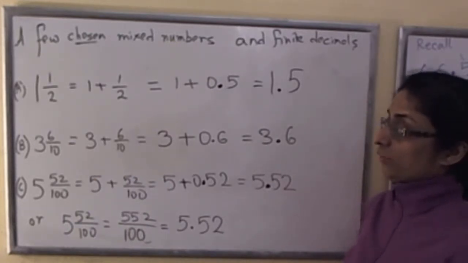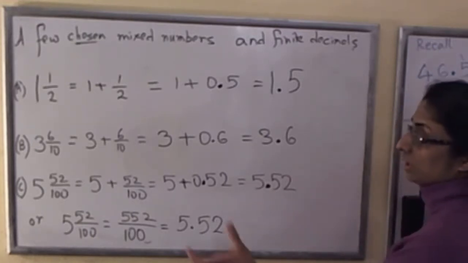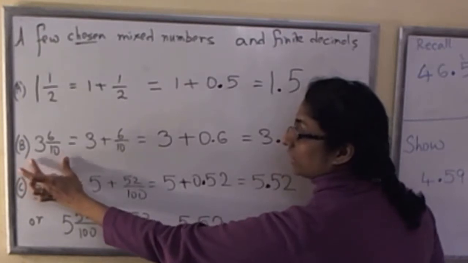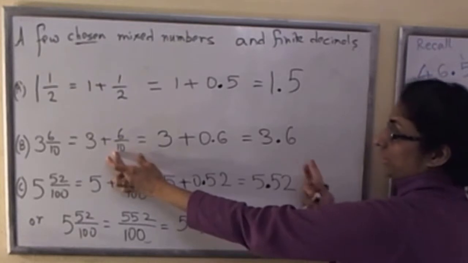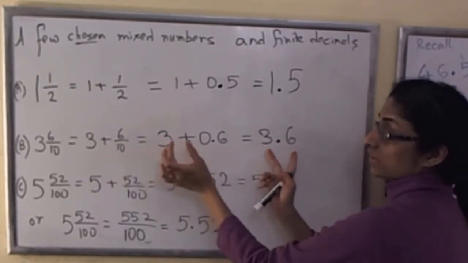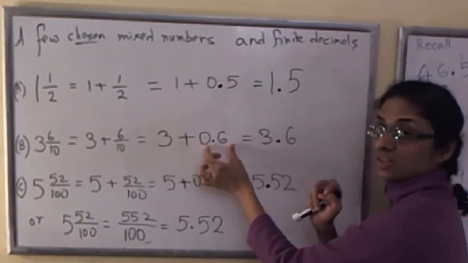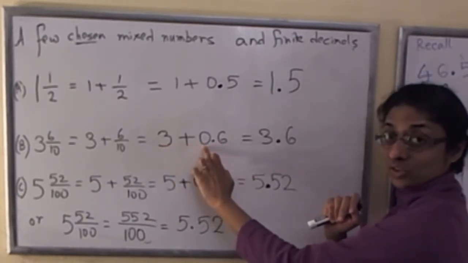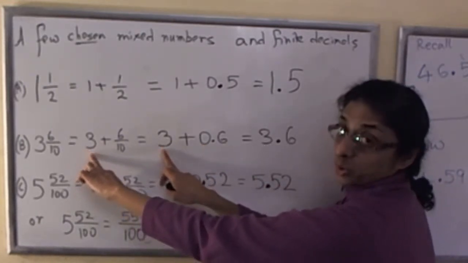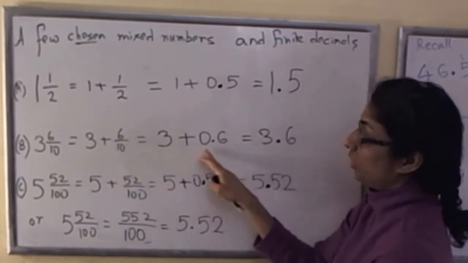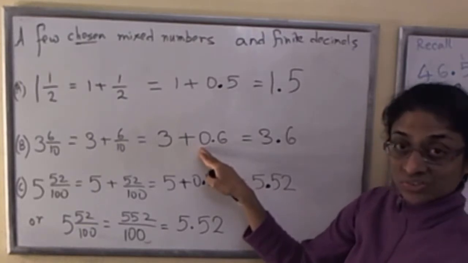One more thing I want to point out is the following. Look at this mixed number. This mixed number has a whole number part and a proper fraction part. Similarly, this finite decimal has a whole number part. We call this the integer part. And it has a finite decimal part whose integer part is actually 0. So as you can see, this whole number part and the integer part match up, and this proper fraction part matches up with this finite decimal part where the integer part is 0.